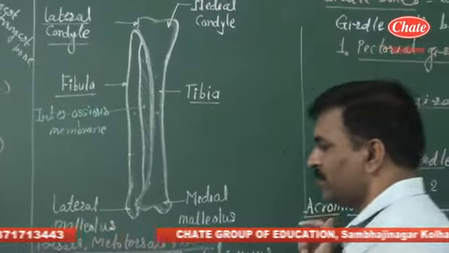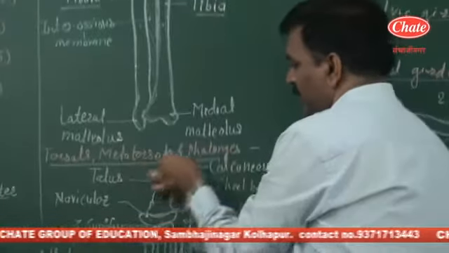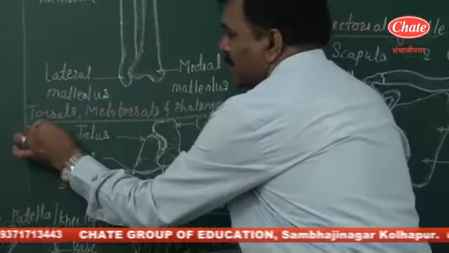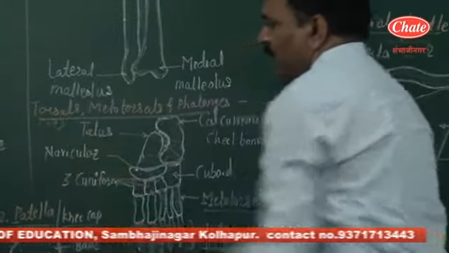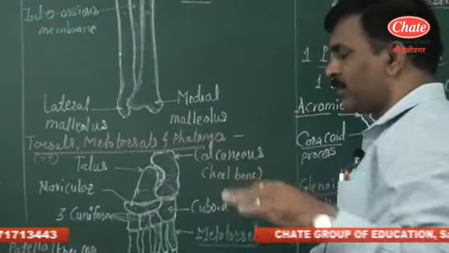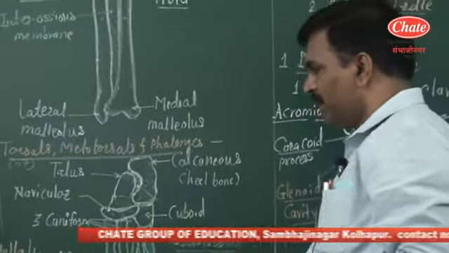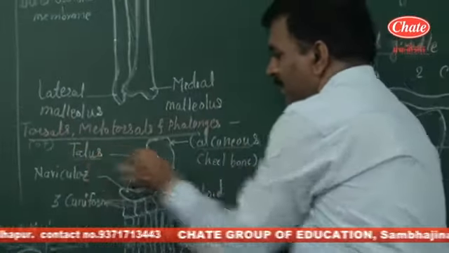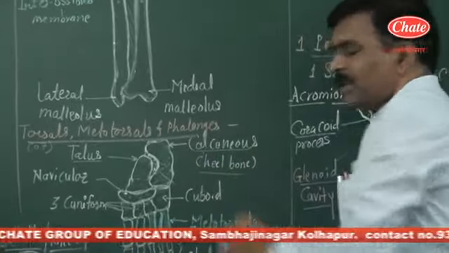Now next, the foot region: there are tarsals, metatarsals and phalanges. First, tarsals. The total number of tarsal bones is 7, and these 7 tarsal bones are present in 3 regions: proximal, middle and anterior. The proximal region consists of 2 bones, the calcaneus and talus. Calcaneus is also termed the heel bone.